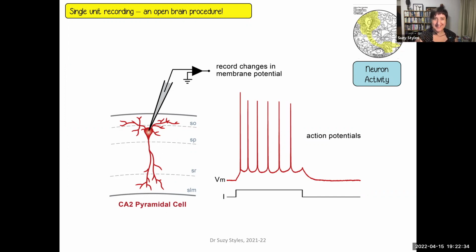So whenever you see a single unit recording, just be aware that this is a very special case in neuroscience if it's data coming from a human.